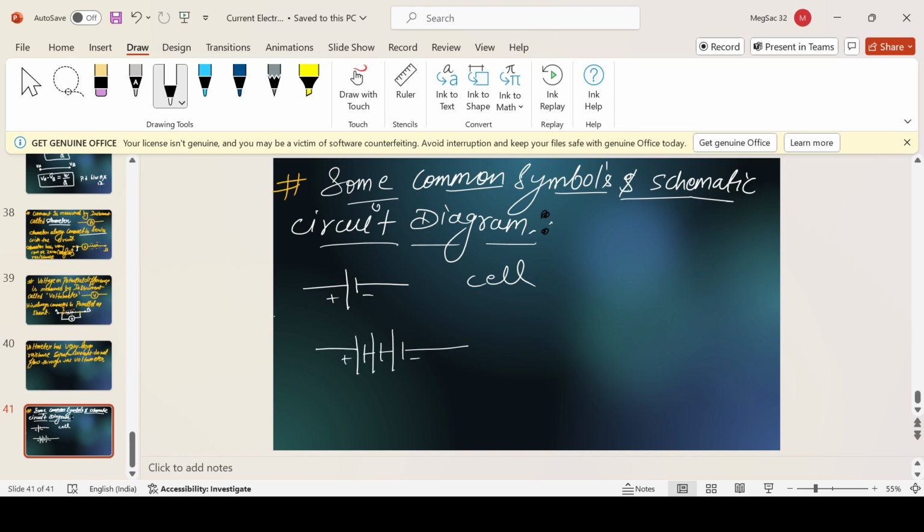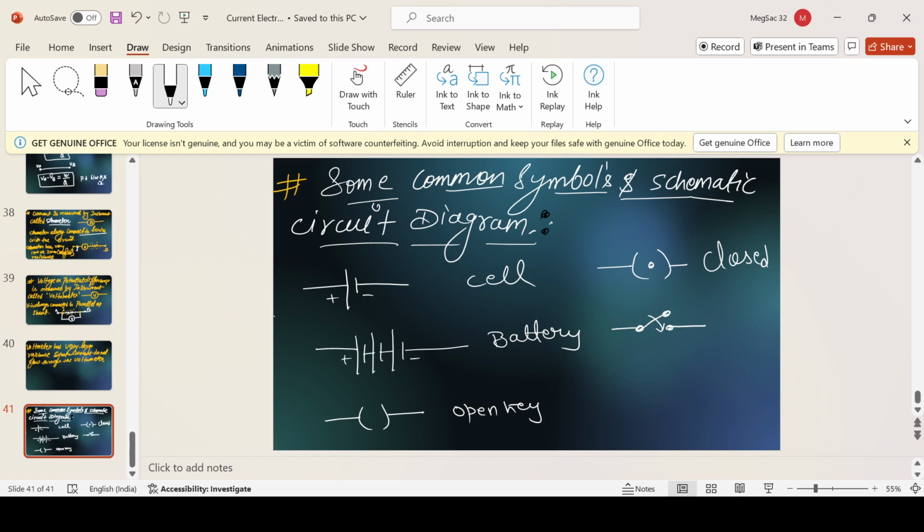It is connected like this, and a combination of cells is called a battery. Now this is a key, an open key. And this one is the closed one. Now let's talk about the switch. This is an open switch, and this one is a closed switch. Why have you written closed at the top? It's a key. Okay, is it clear?